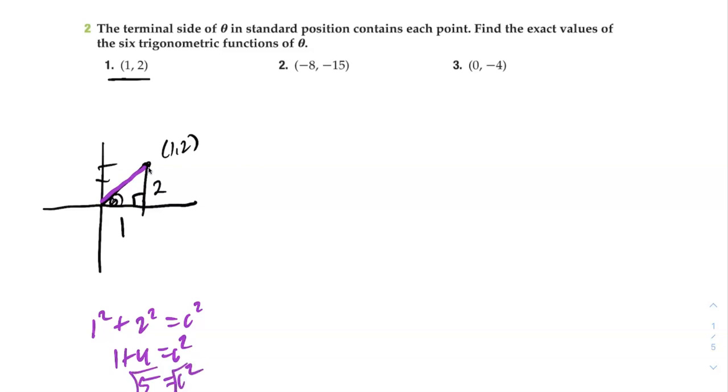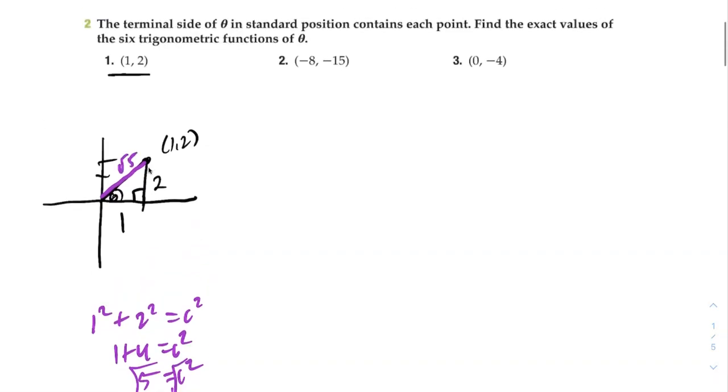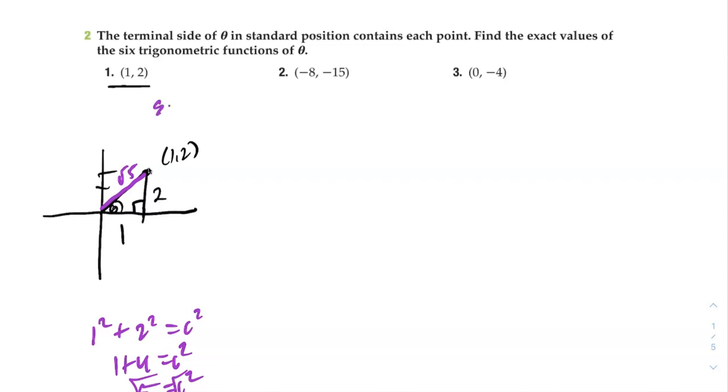And you get rad 5. So that's my hypotenuse. All right. Let's do sine to save time. So sine of theta would be opposite over hypotenuse, SOHCAHTOA, so it'll be 2 over rad 5. Like that.